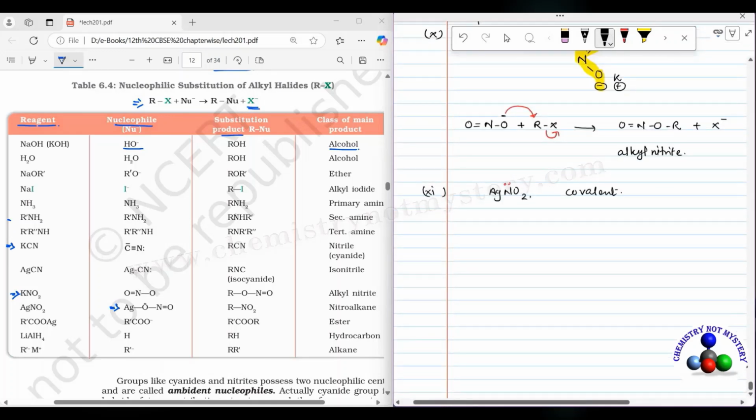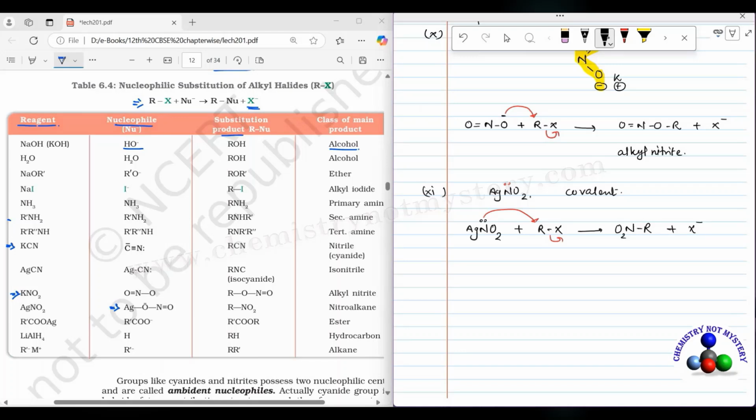So let's write the reaction with alkyl halide. Here this is AgNO2. This nitrogen carries a lone pair of electrons. When it reacts with alkyl halide, nitrogen donates a pair of electrons to the alkyl group and expels the halogen in the form of halide ion. As a result, you will get NO2 bonded to the alkyl group, and the halogen is removed in the form of halide ion.